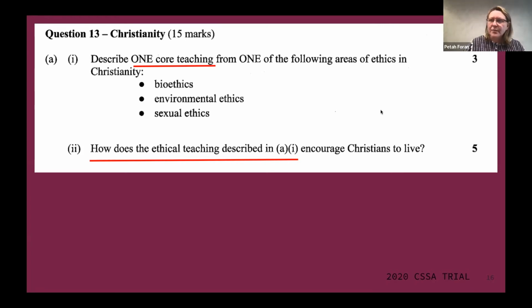I'm not sure my screen is in the way. How much is this worth? 8 marks. So you are putting in jeopardy 8 marks if you don't read the question properly and get it right.